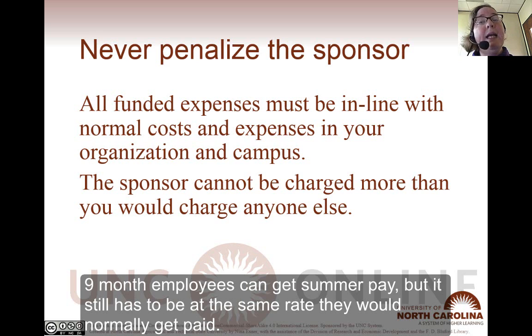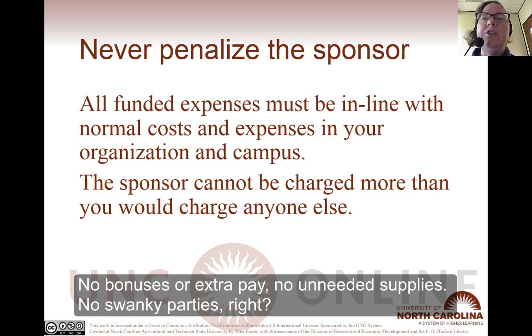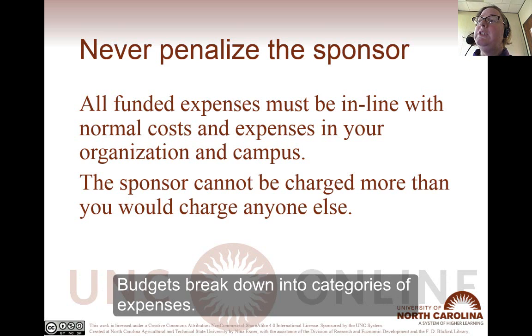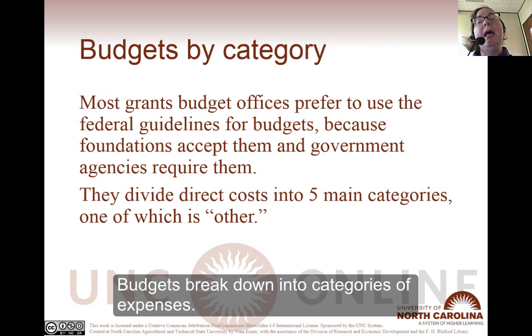9-month employees can get summer pay, but it still has to be at the same rate they would normally get paid. No bonuses or extra pay, and no unneeded supplies, no swanky parties, alright? There are various things that you can't spend funds on, and those are discussed in or linked to your application guidelines. Now, budgets break down into categories of expenses.